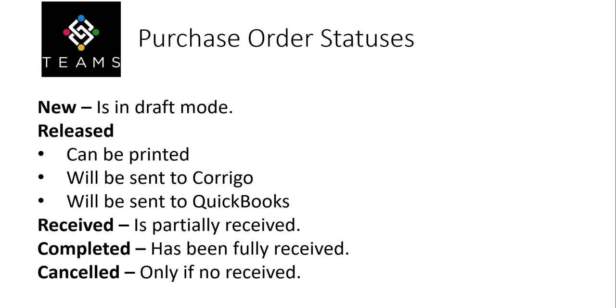When you send the PO to the vendor, the vendor will send you the parts at some point, and you will receive them in the system. So the PO will move to a status of received. And this will be the status until you receive everything that you ordered in that PO. Once you receive everything from the PO, it will jump to completed.